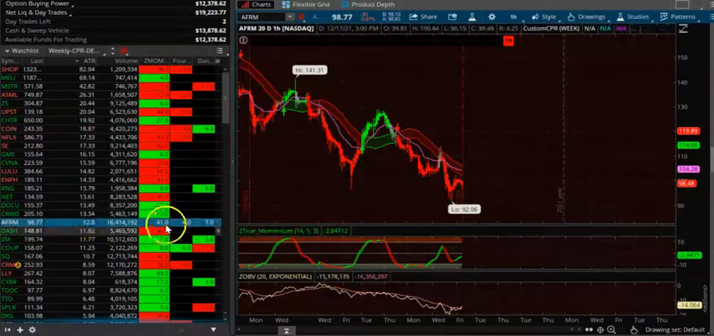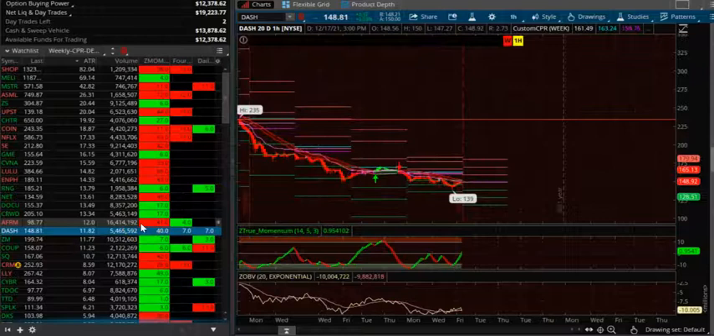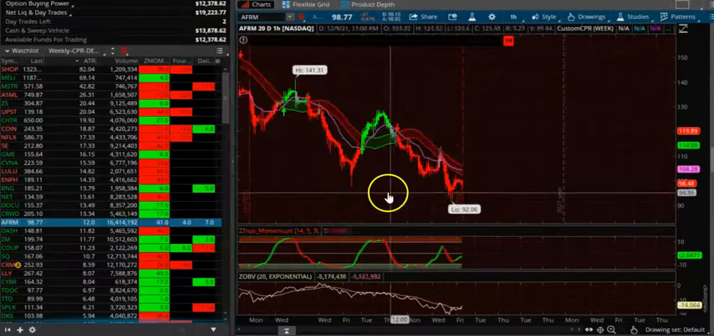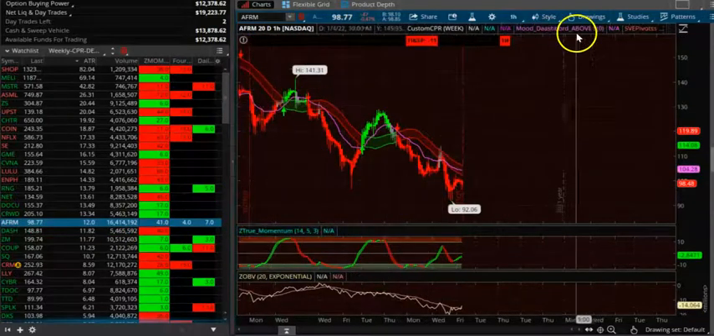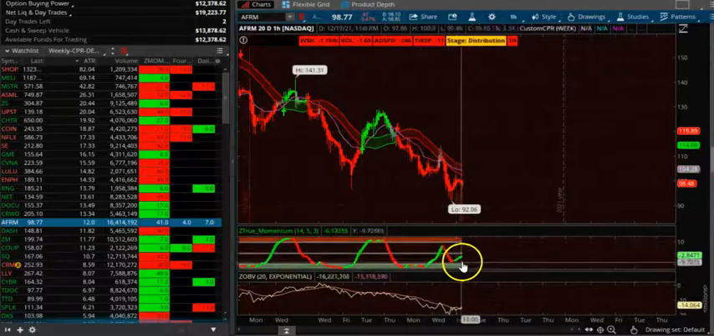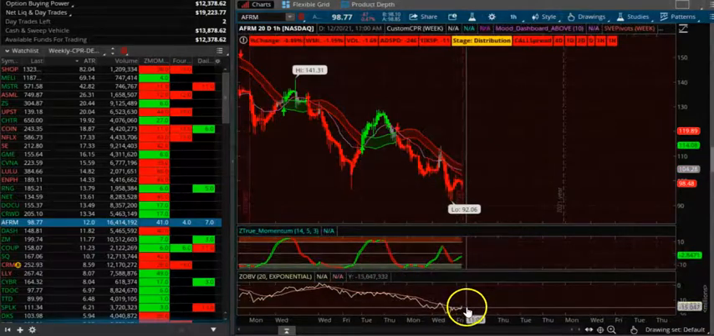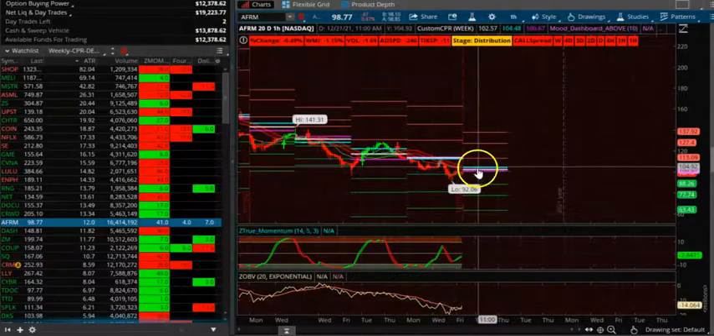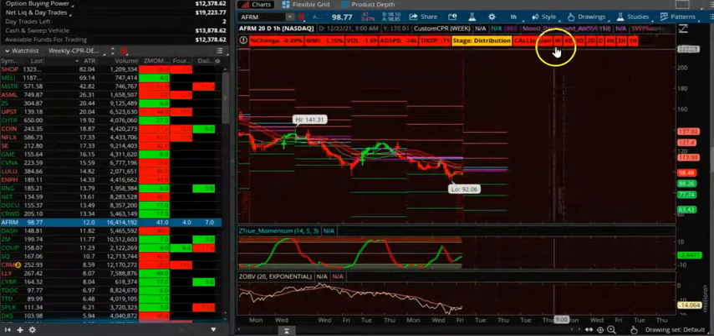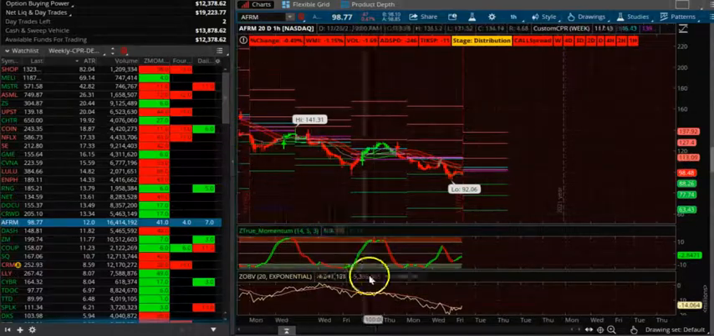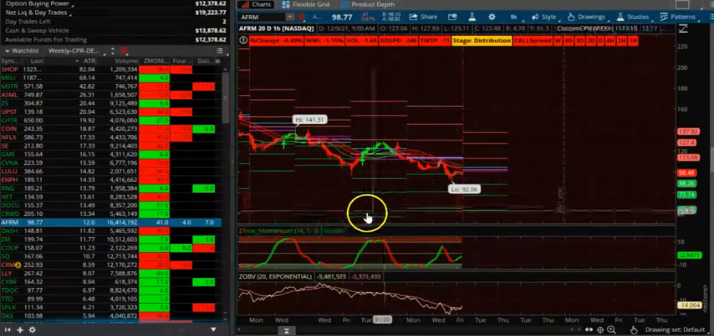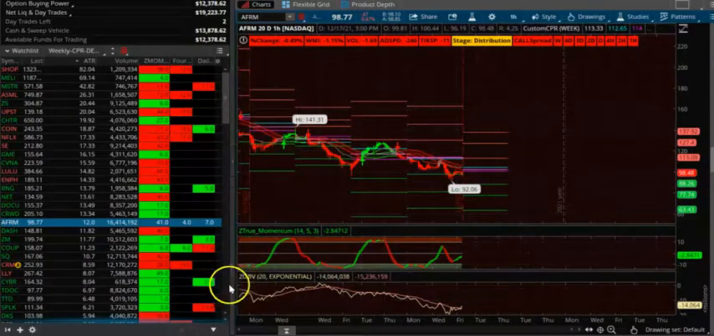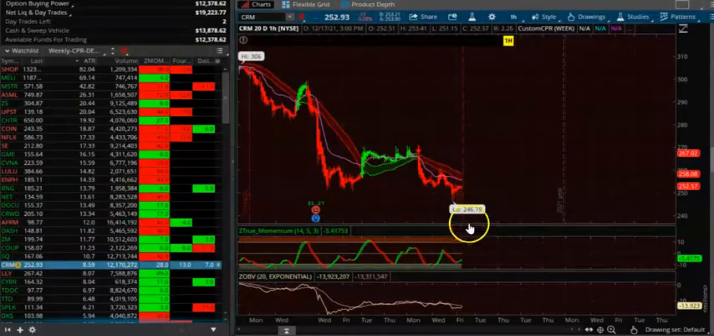Next one is AFRM. I'm only looking for red candles with high numbers. UPST, same thing. You can see momentum is red, on balance volume is trending down, but it's just trying to come up. It's red on all time frames, so this is also a very good setup, AFRM.